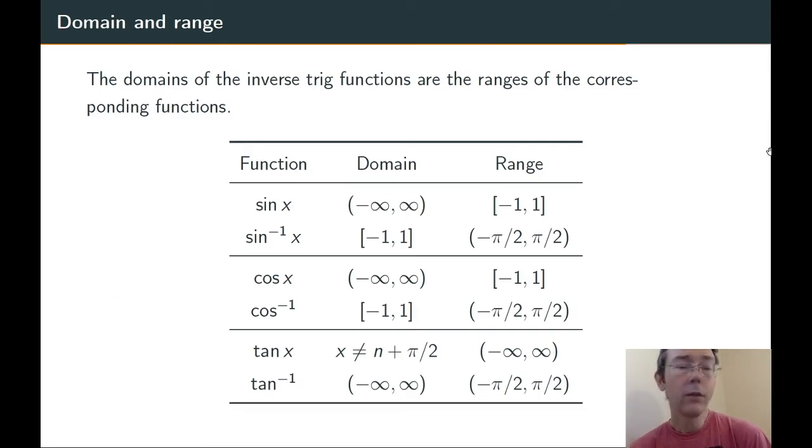The domains of the inverse trig functions are the ranges of the corresponding functions. So, for example, the domain of the arcsine, sine inverse, is from negative 1 to 1. There is no angle whose sine is bigger than 1 or less than negative 1. Similarly, the domain of the inverse cosine is from negative 1 to 1, and the domain of the inverse tangent is from negative infinity to infinity. Notice that the domain of the original trig function is not exactly the range of the inverse trig function, simply because we had to restrict those domains in order to do the inverses.